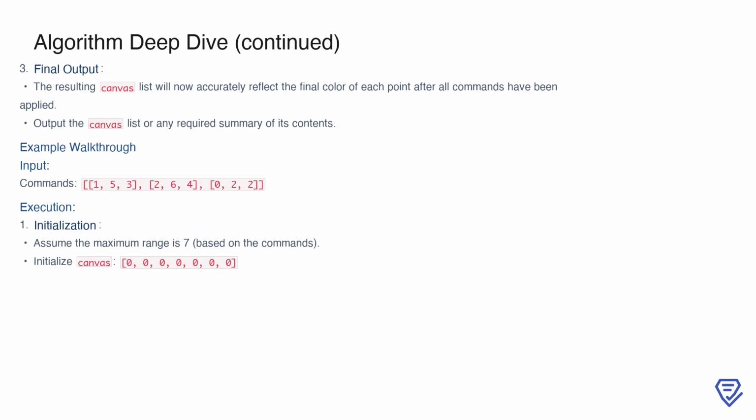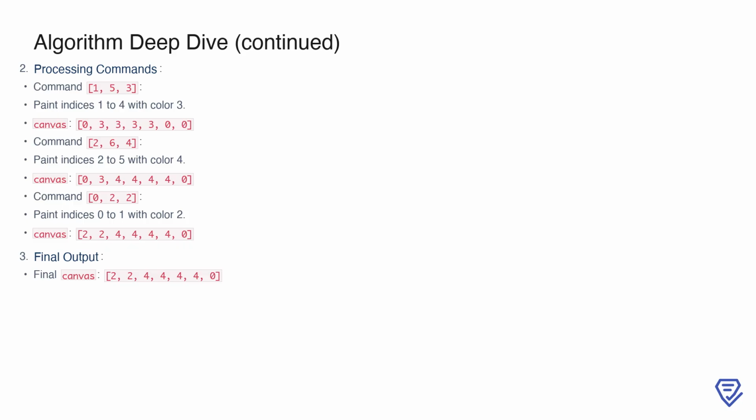First, we determine the maximum range needed, which is 7 in this case, as the highest endpoint is 6. We then initialize the canvas list to 0, 0, 0, 0, 0, 0, 0, where all points are unpainted. This setup allows us to simulate the painting process step by step and observe how each command updates the canvas. Now, let's process the commands one by one.